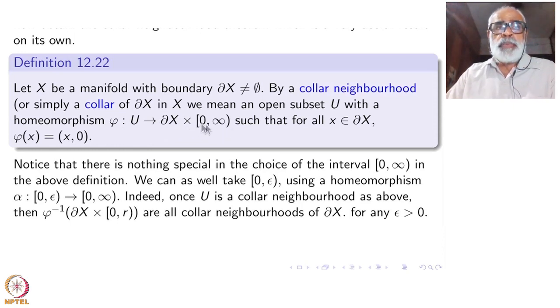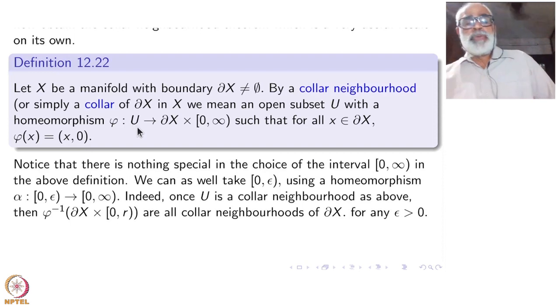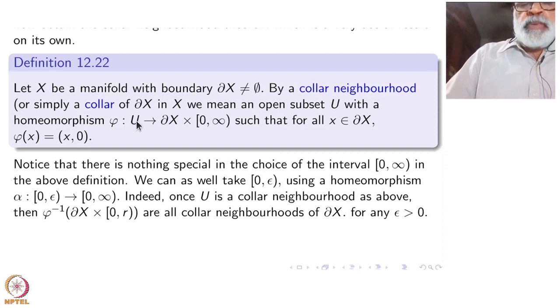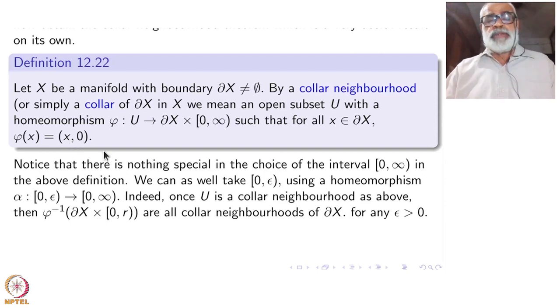This is a topological product. Boundary of X is a subspace of X. You must have a homeomorphism with one extra property, namely for all x on the boundary, phi of x should go to (x, 0). U is a neighborhood of the boundary of X, so the boundary of X is sitting inside it, right? So for those points, phi of x must be just (x, 0). Such an open neighborhood with a homeomorphism will be called a collar neighborhood.